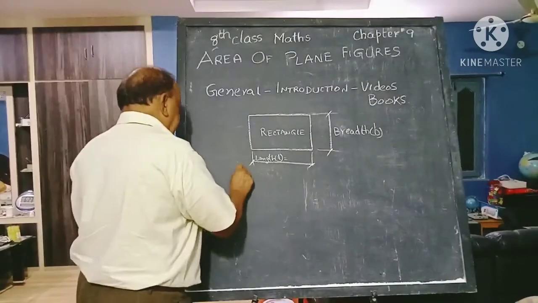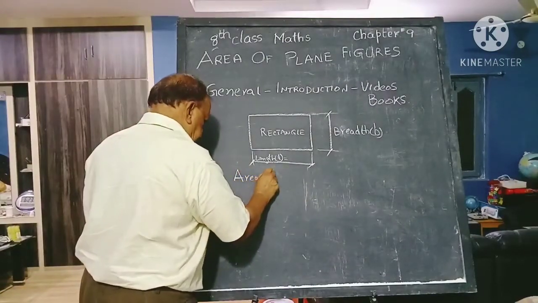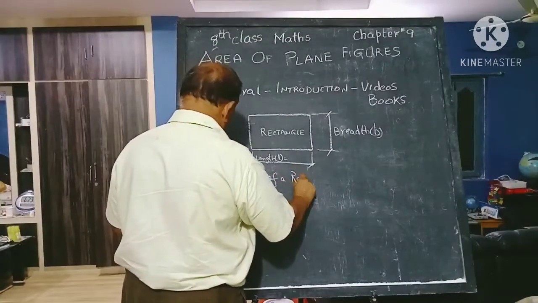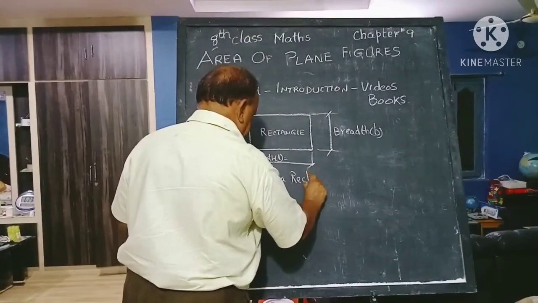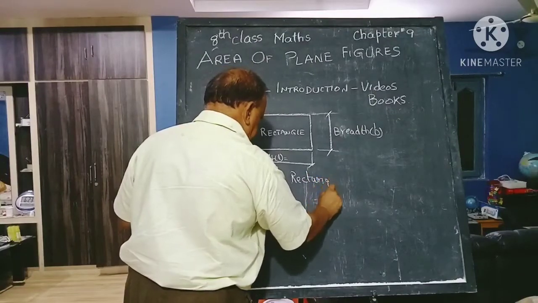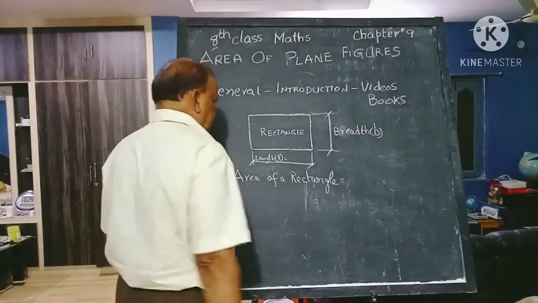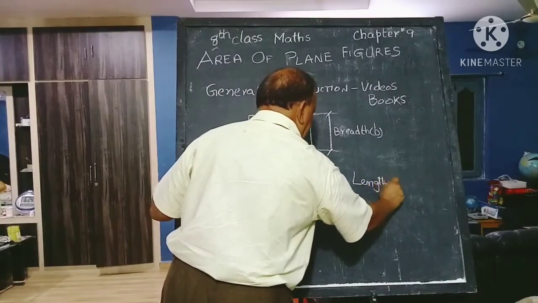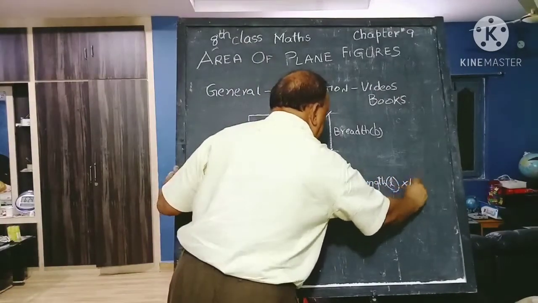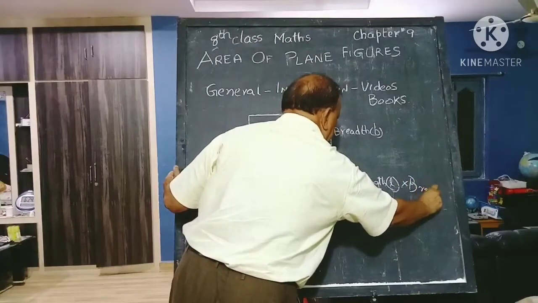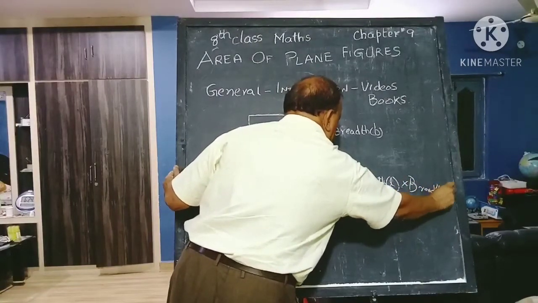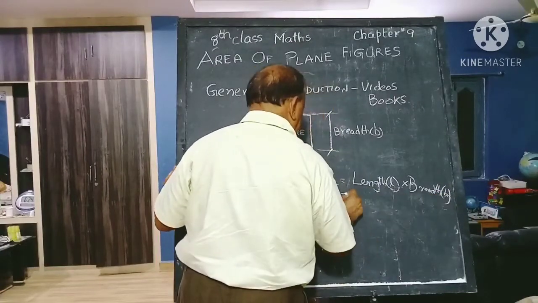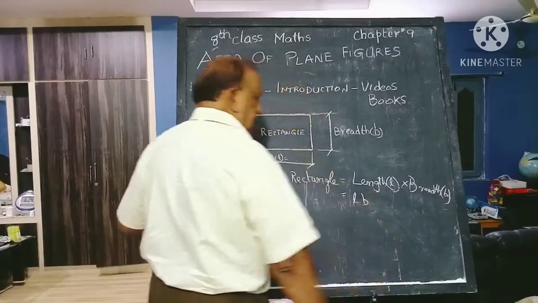Now, area of a rectangle, you know all this. Area of a rectangle. You can use small letter or big letter, doesn't matter, whichever you like. Area of a rectangle is equal to length L into breadth, B-R-E-A-D-T-H, breadth within brackets B. So sometimes you call it LB or L into B.